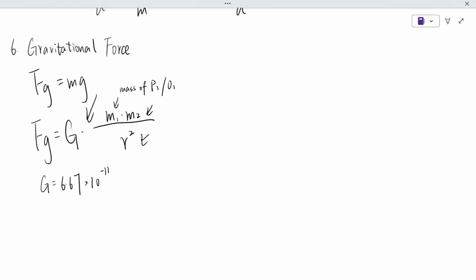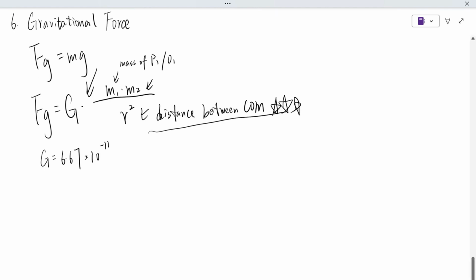The radius, this r, is not the distance between objects. It's the distance between center of mass. Distance between center of mass. It is very important. It's not the distance between objects.